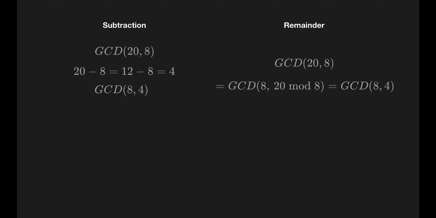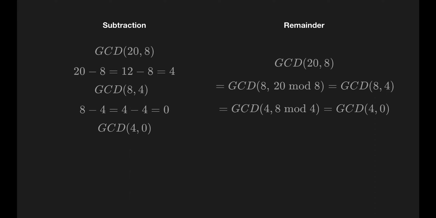Let's walk through both algorithms with our previous example. For the GCD of 20 and 8, instead of subtracting 8 from 20 twice to get 4 on the left, we only need a single division to get the remainder on the right, which we will write as 20 mod 8. We repeat this process again, taking 2 subtractions on the left and 1 division on the right. After 2 iterations on each side, we find out that the GCD we want is 4.